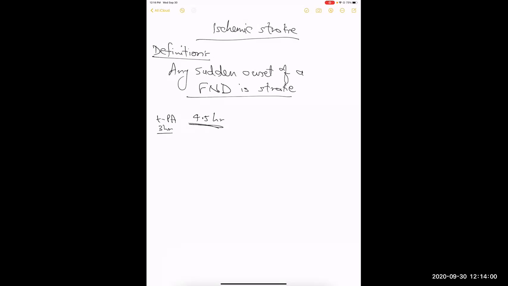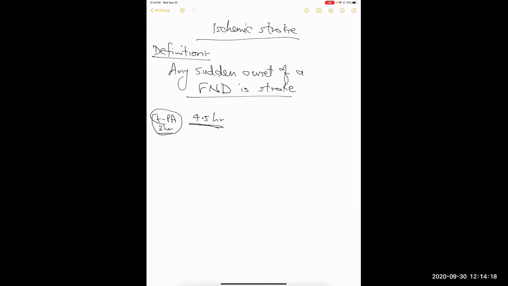So you really do not have time to get imaging and trying to figure out, because the shorter the door to needle time is for TPA, the better the outcomes. And you are just going by clinical presentation with acute stroke patients.